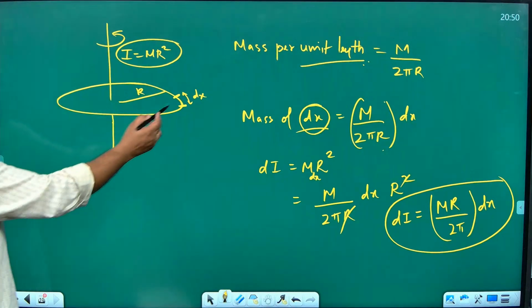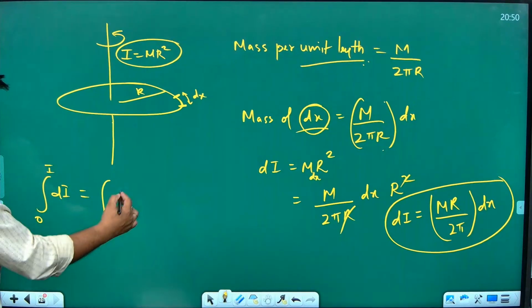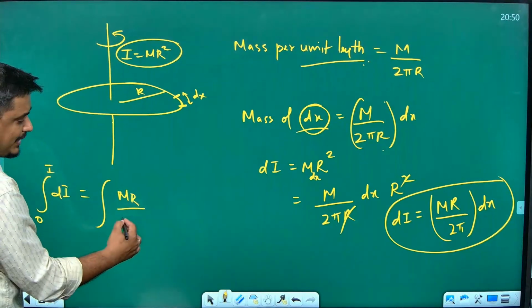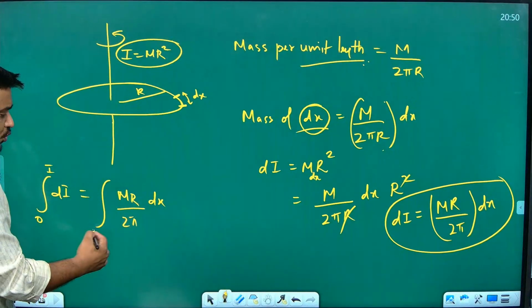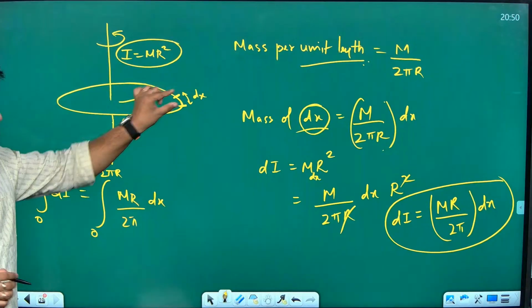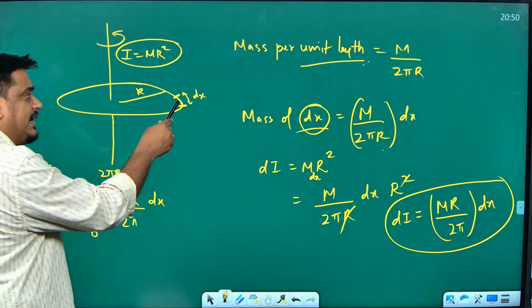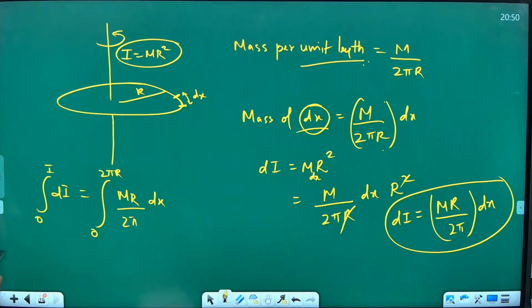Since I got the moment of inertia for the small element dx, if I want to find the moment of inertia for the entire element, I will integrate. So the moment of inertia for the whole thing, dI from 0 to I, will become equal to the integration of M r by 2 pi into dx. The limit for the circle will be from 0 to 2 pi r, the entire circle, isn't it? For the dx portion I found, if I want to find for the whole portion, I will integrate within the limit. The limit will be 0 to 2 pi r fully. Now solve this, you will get the answer.